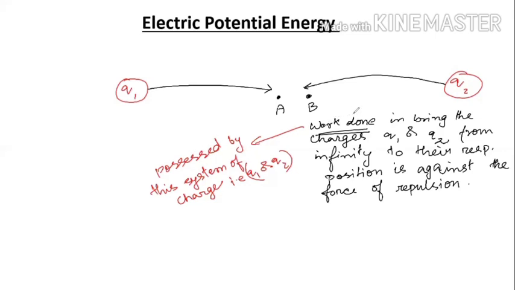So we have understood that this work done is actually the main source, or you can say the origin, of the electric potential energy between the charges Q1 and Q2. So if I want to define electric potential energy, we can define it this way: the electric potential energy of a system of point charges may be defined as the amount of work done in assembling the charges at their locations by bringing them in from infinity.